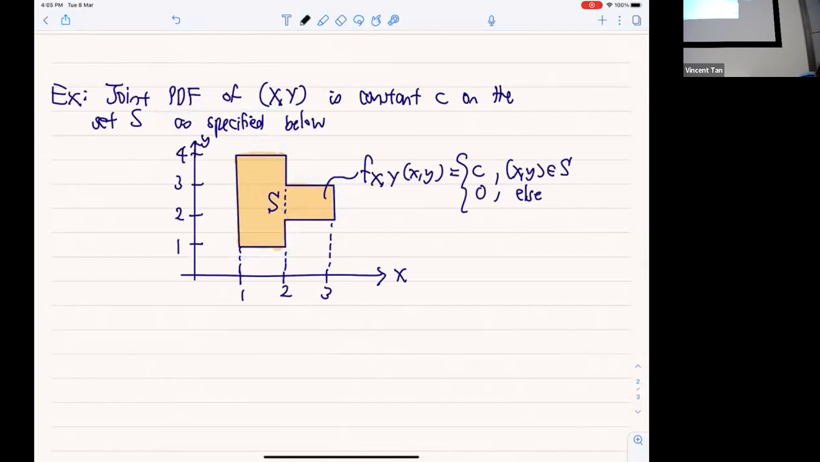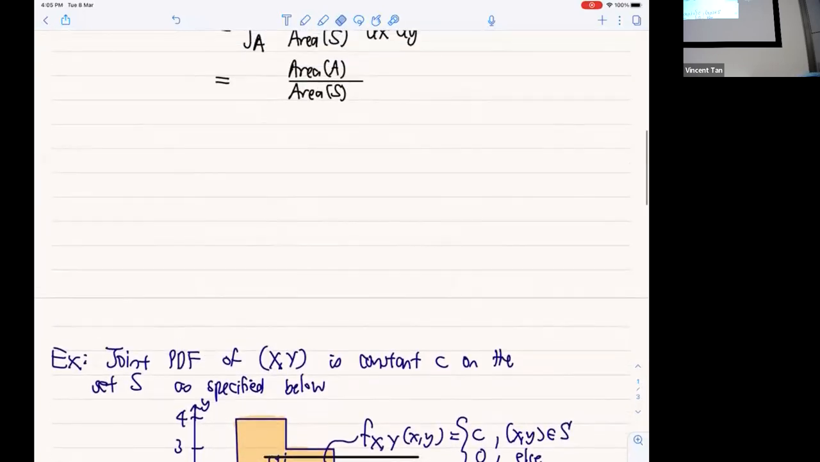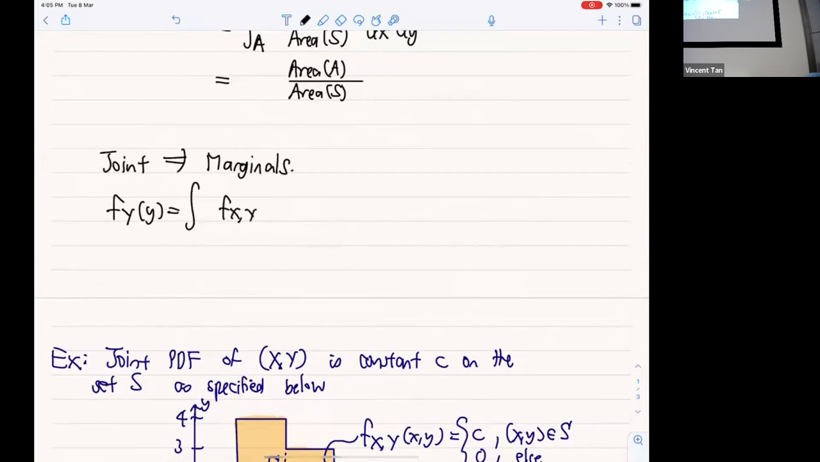Now, one thing that I didn't say today, but I said many times before, is that if you have the joint, you can get the marginals by marginalization. So if I'm interested in FY, the marginal on Y, I can just integrate out X from minus infinity to infinity. That is the way that we can get the marginal on Y: integrate out. This operation is called marginalization.